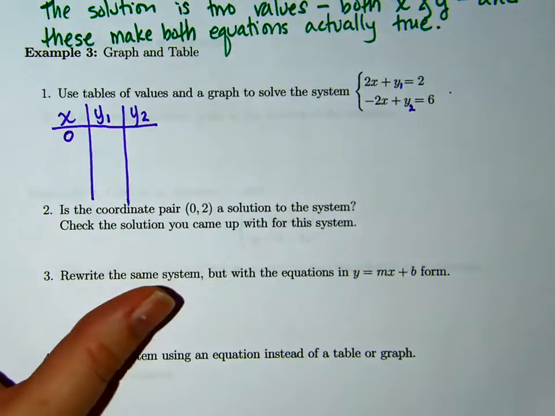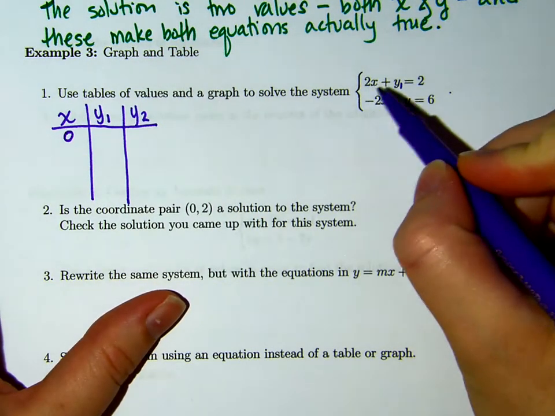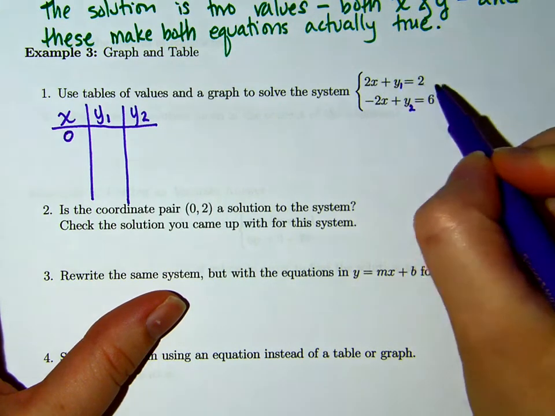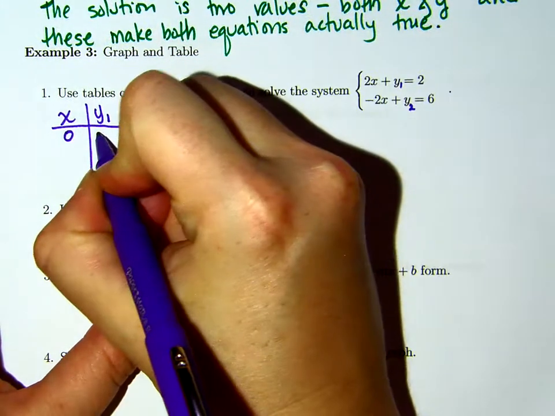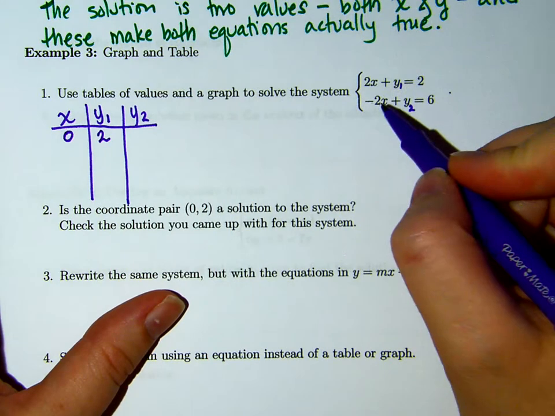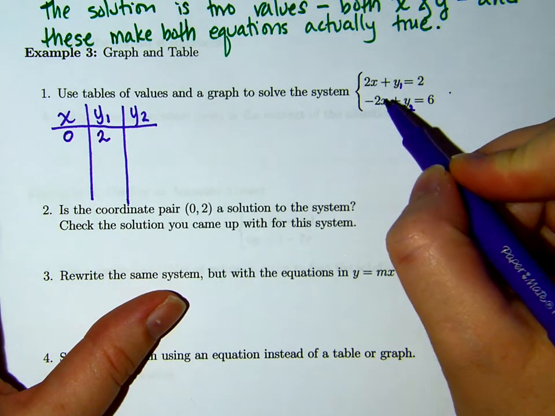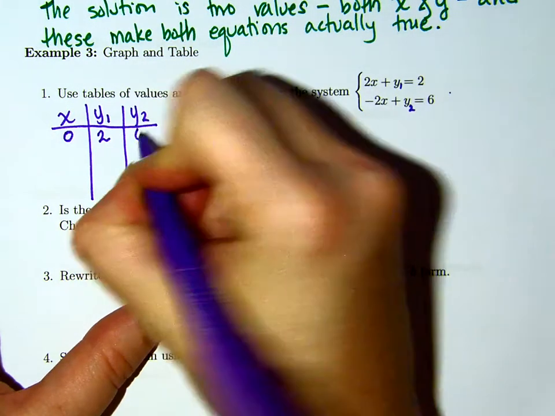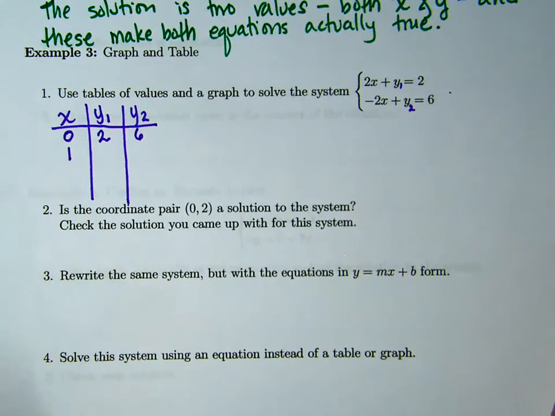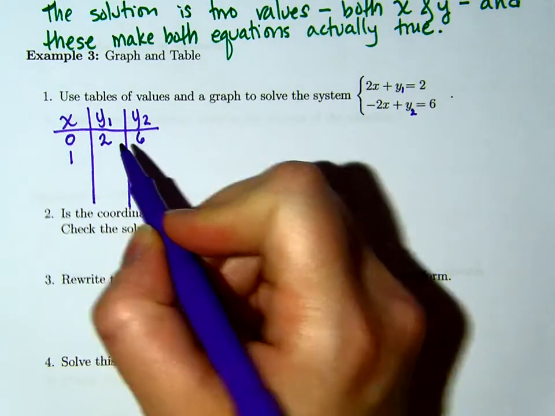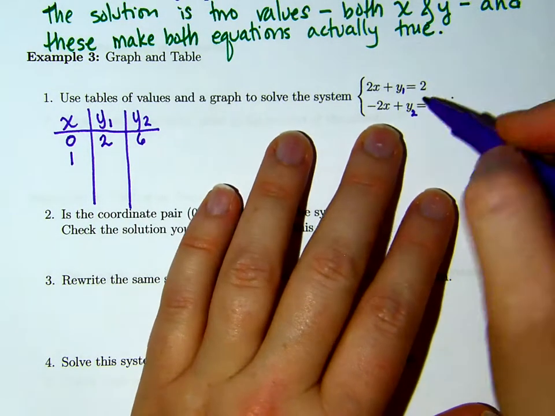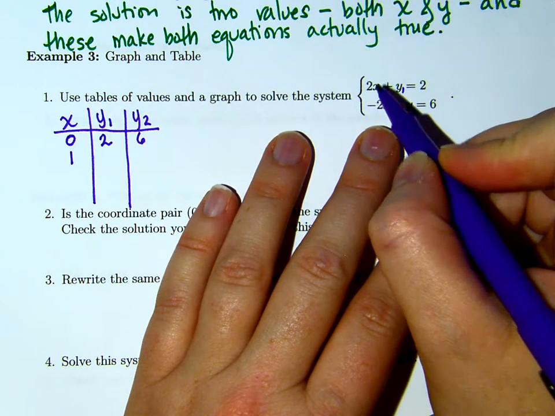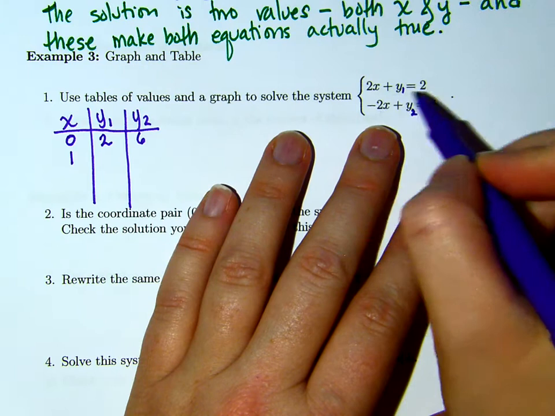Okay. If x is 0, 2 times 0 is 0, plus y equals 2, so y is just 2. Here, if x is 0, negative 2 times 0 is still 0. So that means y2 is 6. Okay, let's do this again. They are not equal yet, so it's not matchy-matchy. If x is 1, 2 times 1 is 2. 2 plus y is 2, so y must be 0.